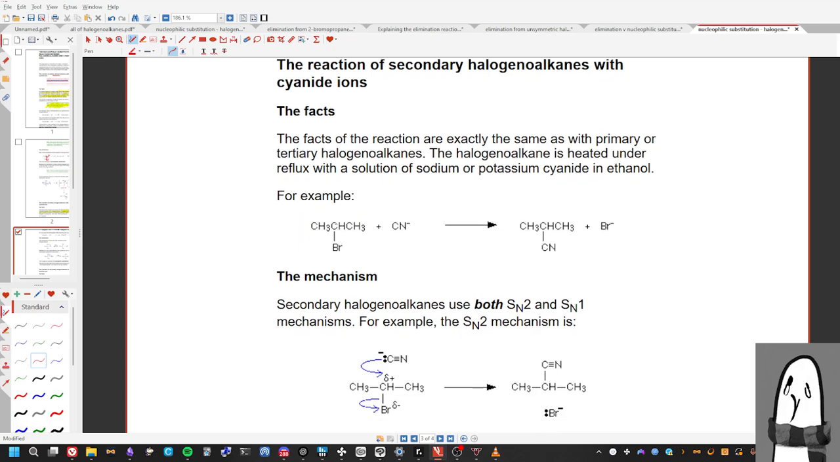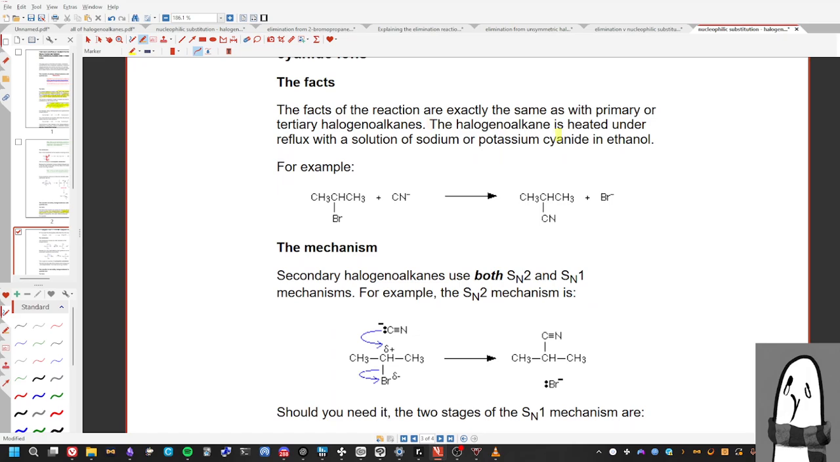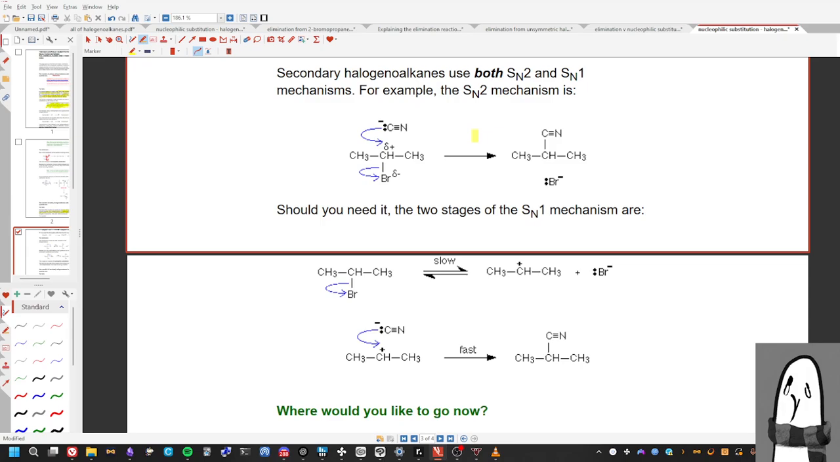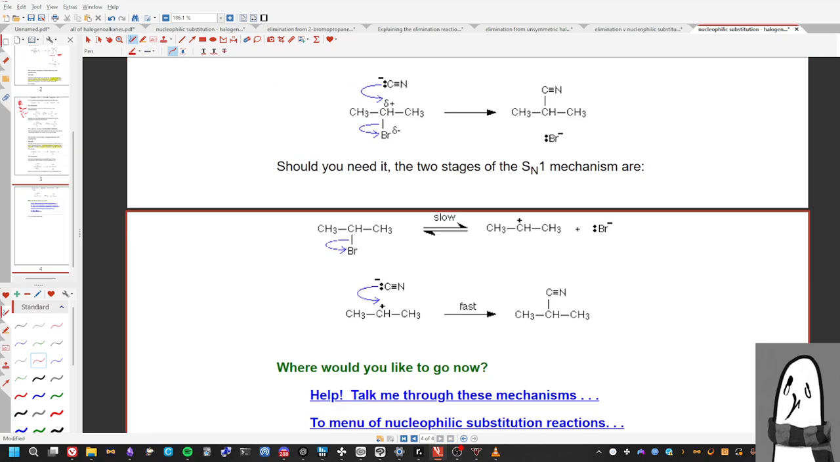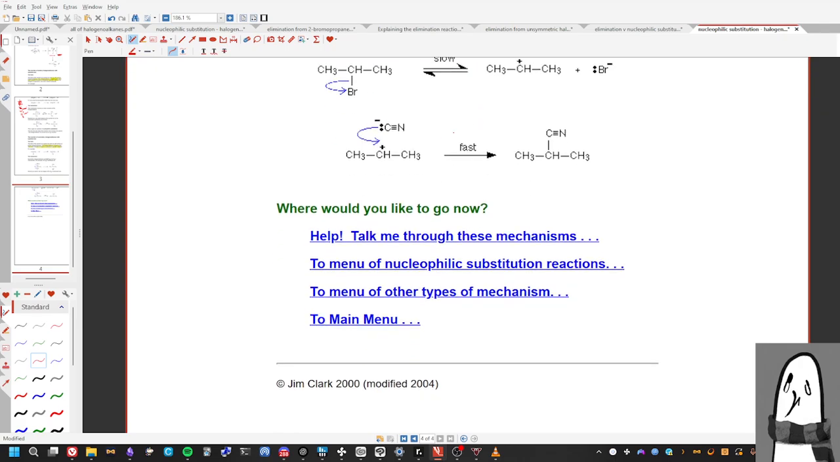Now if you have secondary, then you can have both. We're not forgetting this: haloalkanes heated under reflux with a solution in ethanol. SN1, SN2. SN1 would look like this. It's in the middle, and this attacks the top, and this is going to go out. So you have this formed on the top. In this one, the Br would break first, and then the CN would come in, because it's already forming a bond with the H. Now, oh my god, we have to explain these?